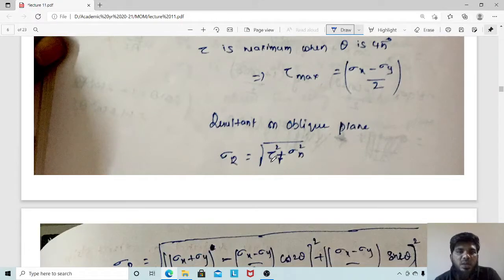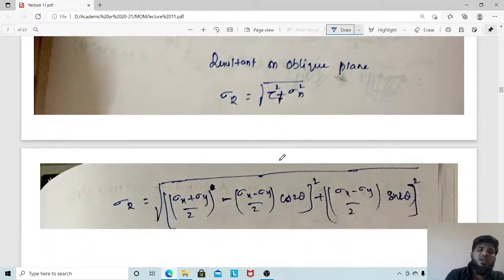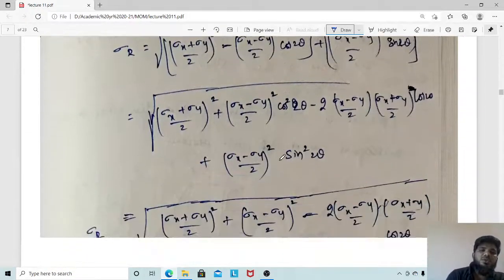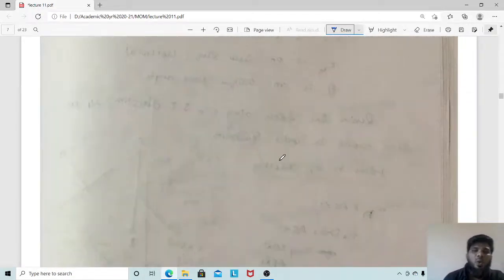The resultant on the oblique plane is nothing but, whatever value you have got for tau and whatever value you have got for sigma n, both are at 90 degrees. You just find the resultant, which you identified in engineering mechanics. Sigma r is equal to the square root of horizontal square plus vertical square. From this you can calculate the resultant value.